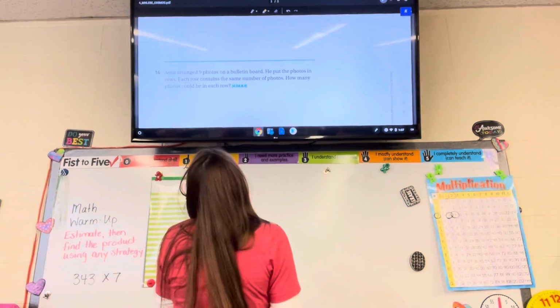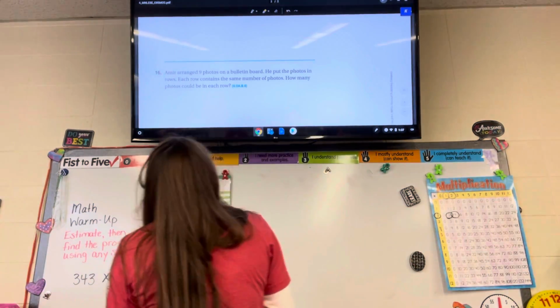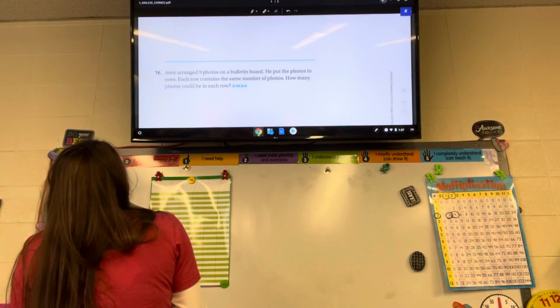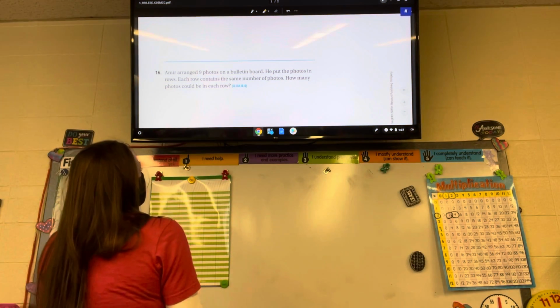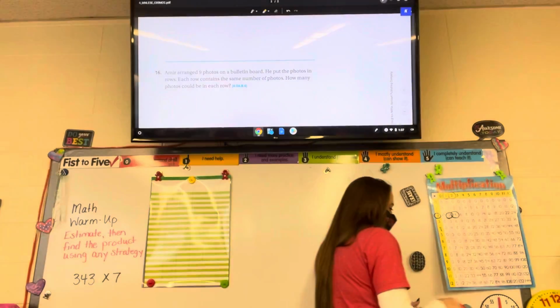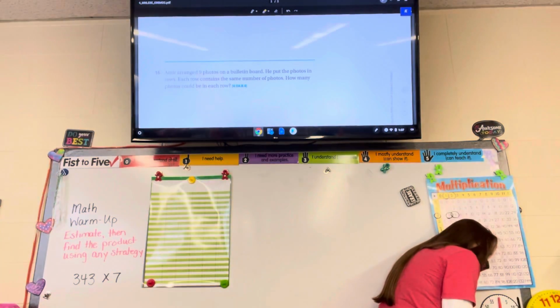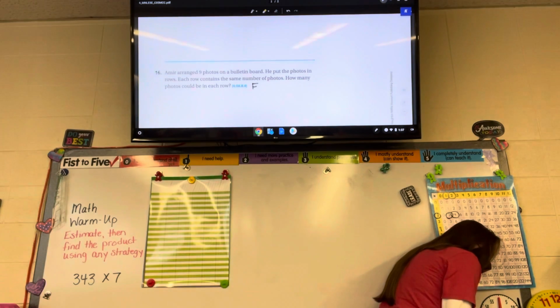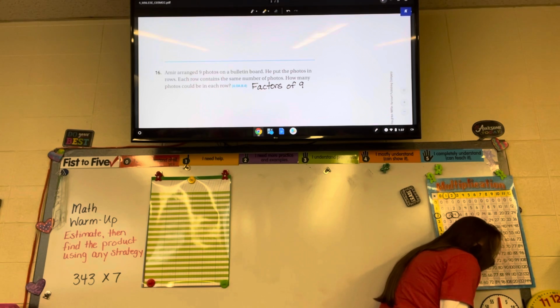Okay, it says Amir arranged 9 photos on a bulletin board. He put the photos in rows. Each row contains the same number of photos. How many photos could be in each row? So for this one, we're just looking for the factors of 9. List all of them.